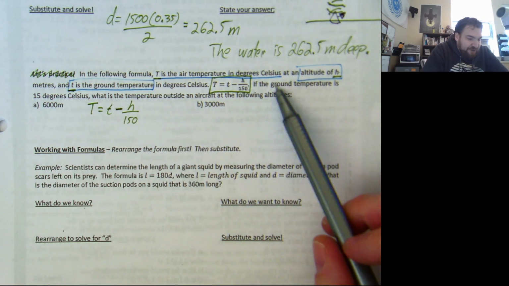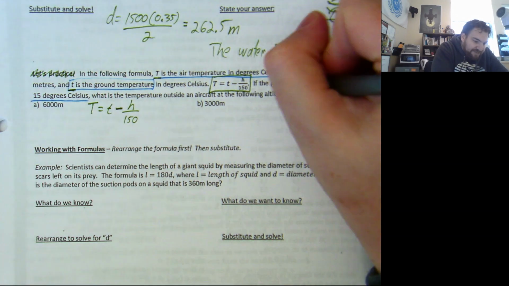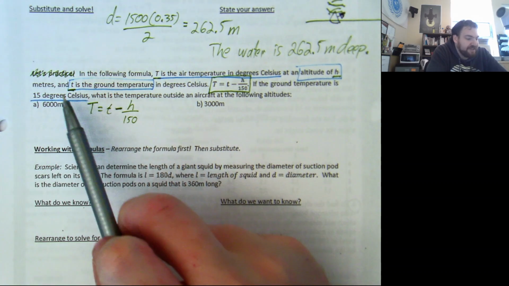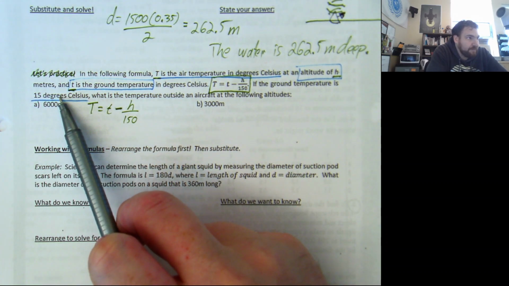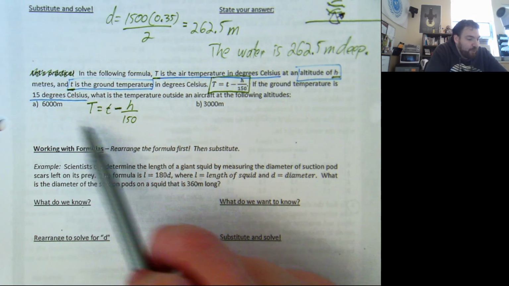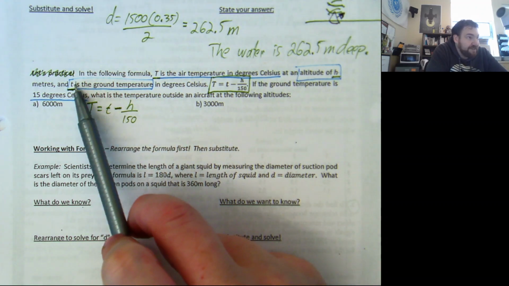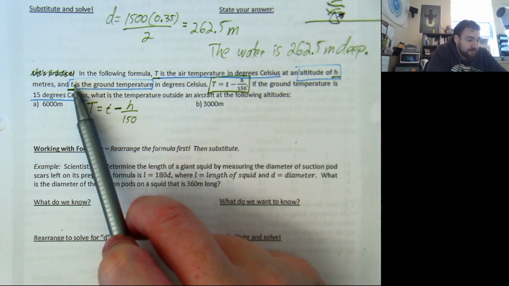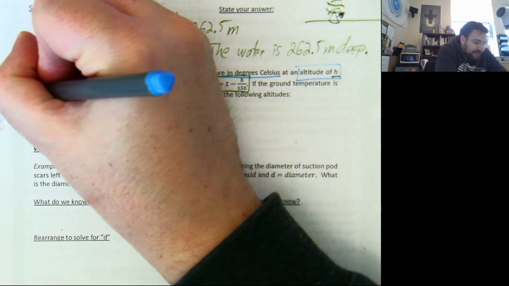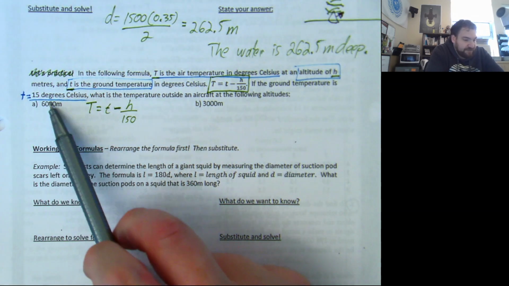So the question says, if the ground temperature is 15 degrees Celsius, what is that telling us? What variable is this giving us a value for? It says the ground temperature is 15 degrees Celsius. Which of these 3 variables is ground temperature? The lowercase t. So this is little t equals 15 degrees Celsius.